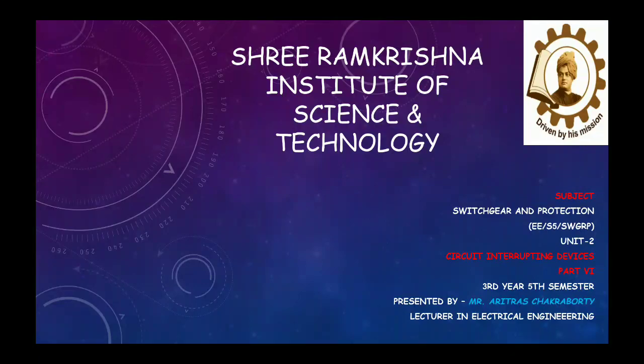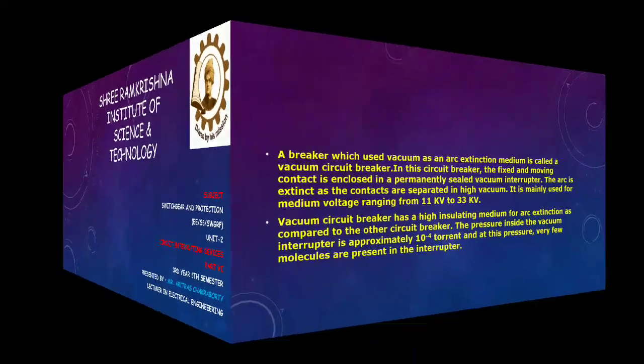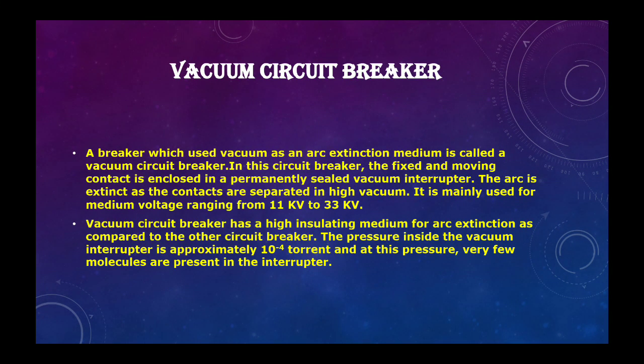Today, I am going to discuss the part 6 lecture of circuit interrupting devices. The first slide is the vacuum circuit breaker. So, what is a vacuum circuit breaker? A breaker which uses vacuum as an arc extinction medium is called a vacuum circuit breaker.